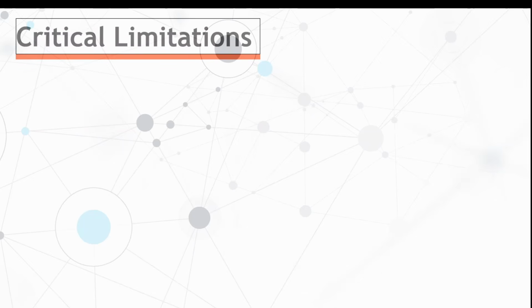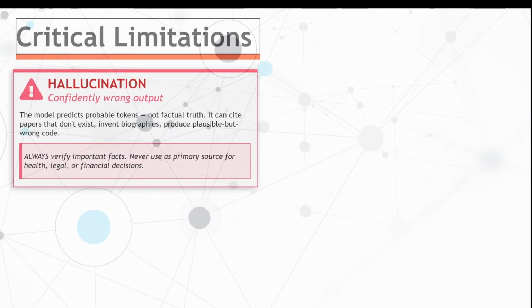Now, we have talked about what AI can do so far. Now, let's talk about what it can't do, or more precisely, where it goes wrong. This section is just as important as everything else, maybe more, I can say. Now the first one is hallucination. It is when an AI model generates something that is confidently wrong.